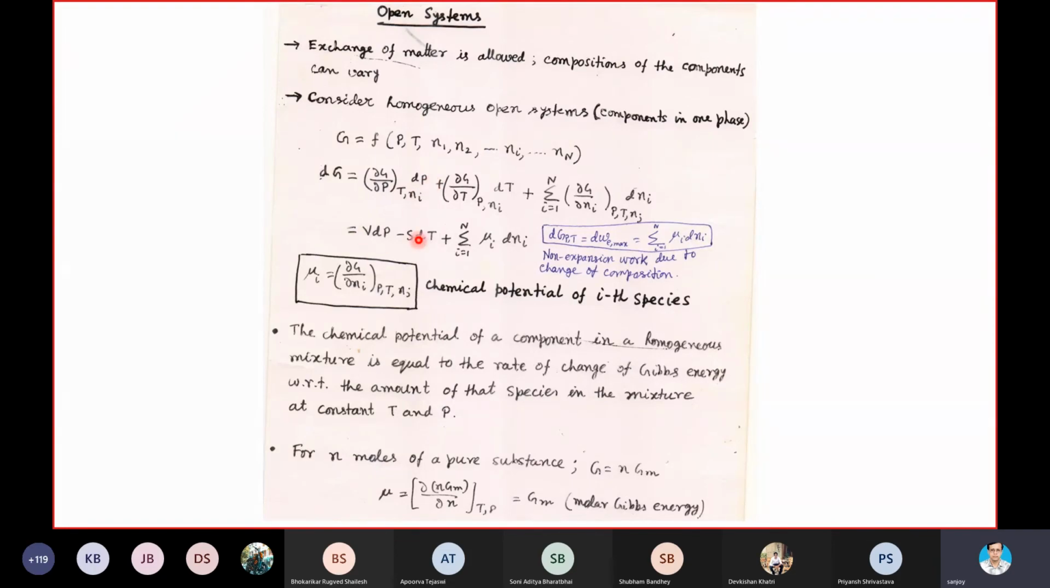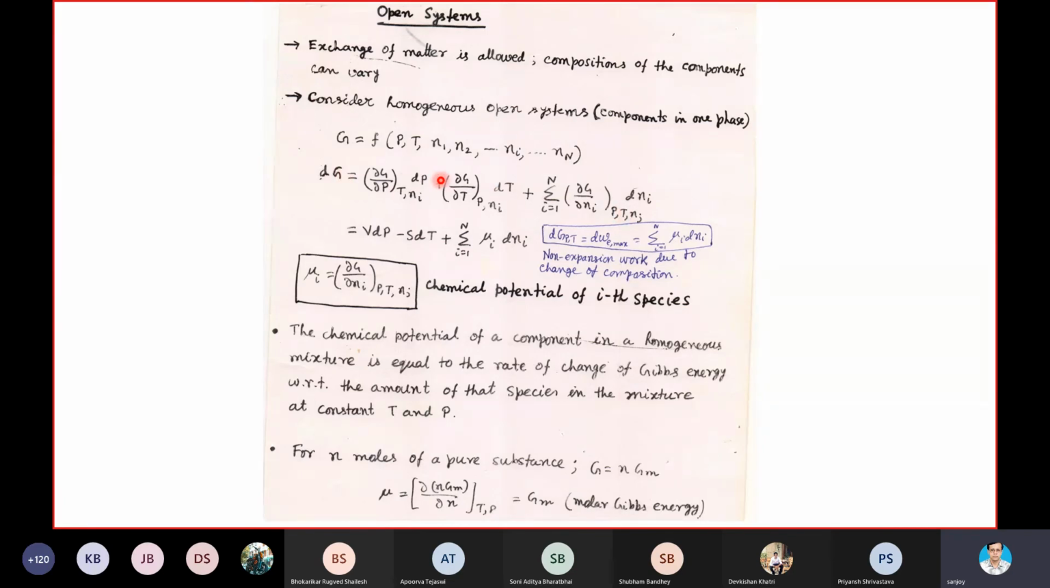So that is VdP minus SdT, at constant composition. Now you have the additional term, which represents how the Gibbs energy changes when the amount of one constituent changes, keeping the pressure, temperature, and composition of all the other constituents fixed. You have n number of such terms, so this sum goes over i equal to 1 to n. Clear? So this is the total change in Gibbs energy for an open system.